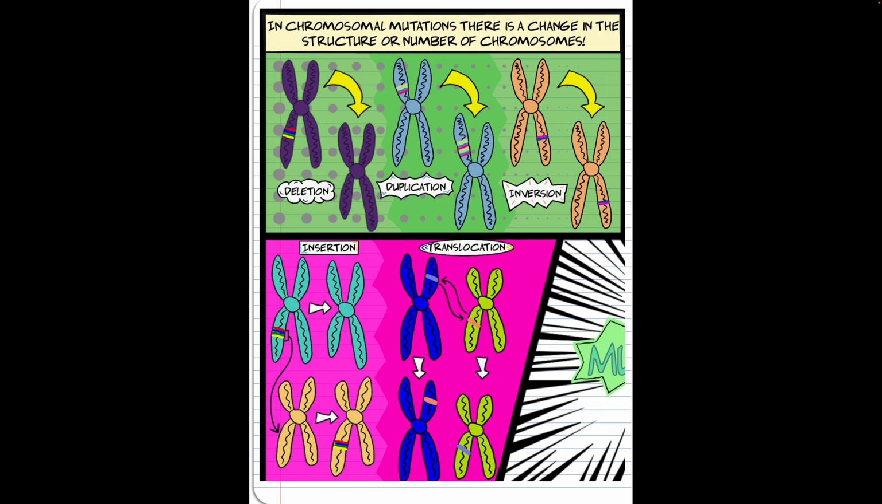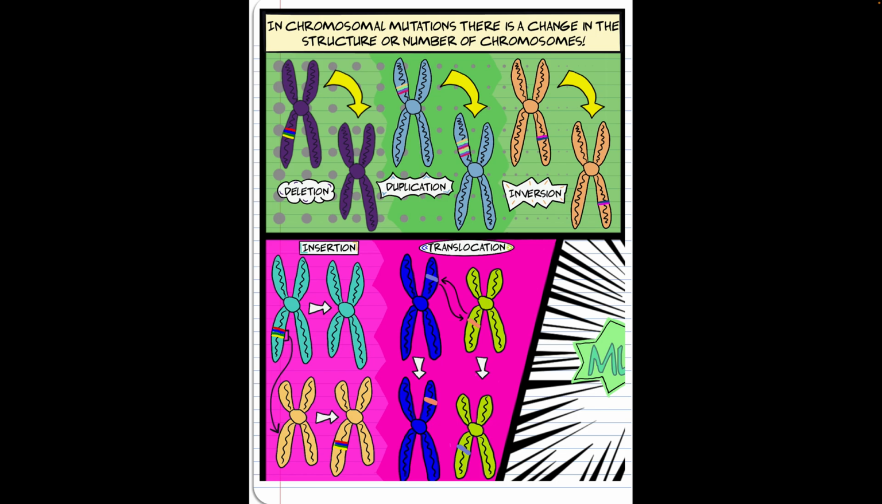There's duplication, where an entire section of the chromosome gets duplicated and repeated on the next one, which makes it longer. And then there's inversion, where 2 different gene segments get flipped. We also have insertion for chromosomal mutations, and this is where a gene segment from one chromosome gets inserted into another chromosome. And finally, there's translocation, where 2 gene segments from 2 different chromosomes switch places.